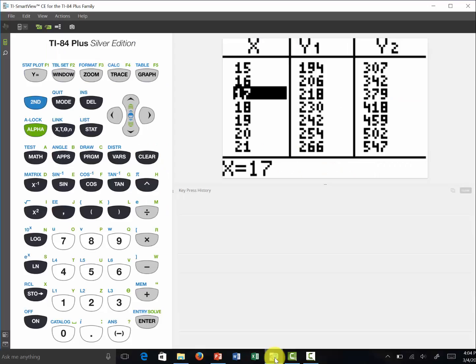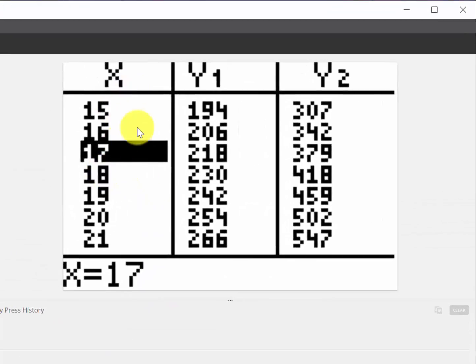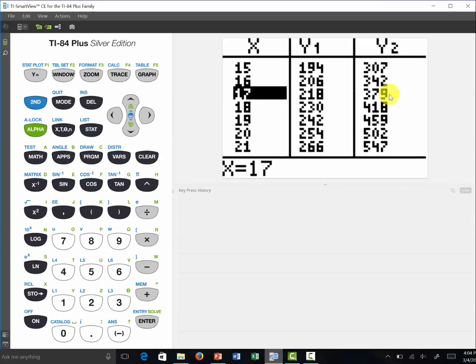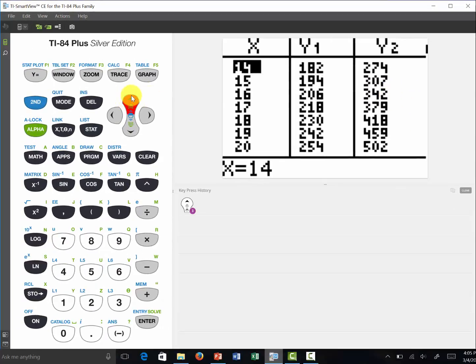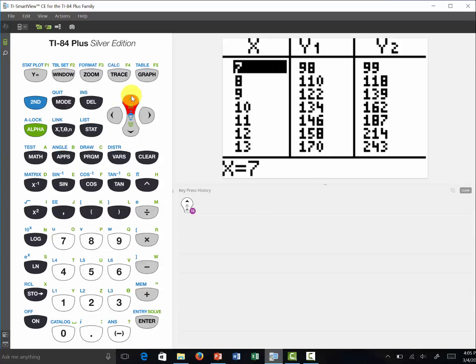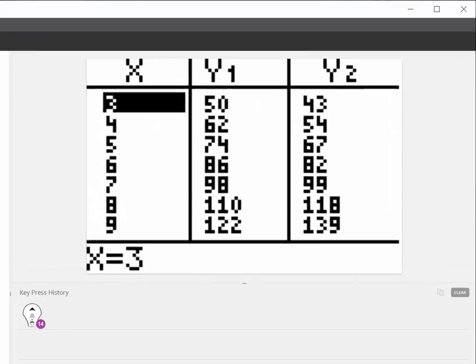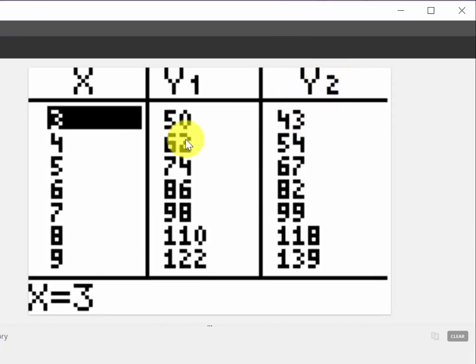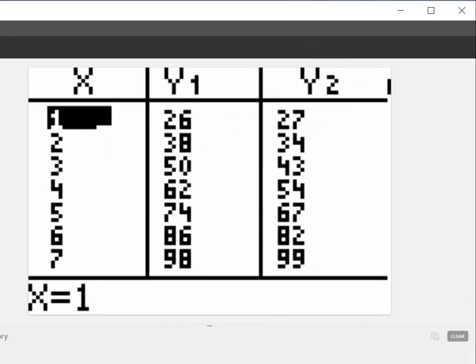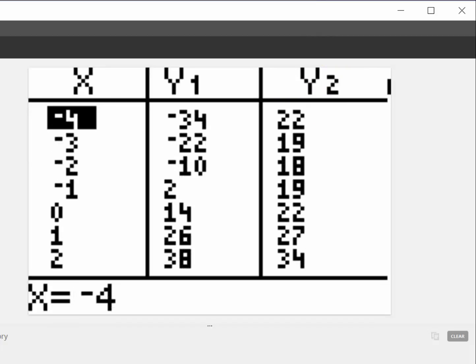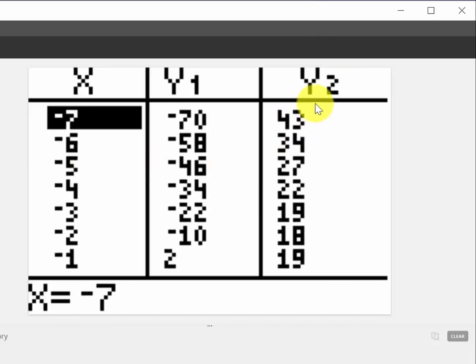Verifying those two parts using our graphing calculator, we see that when t, or in this case x, was 17, we had 379 for y2. And if we go back, when t was 3, we have 43 for our y2. And if we go back to negative 7, and again, y2 is equal to 43. So we have verified both parts of the question.